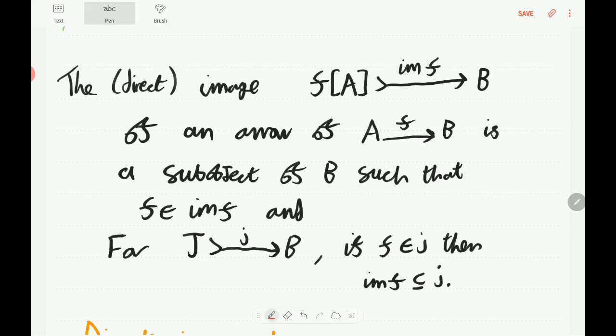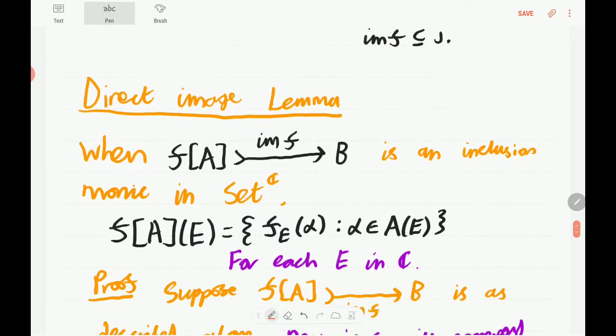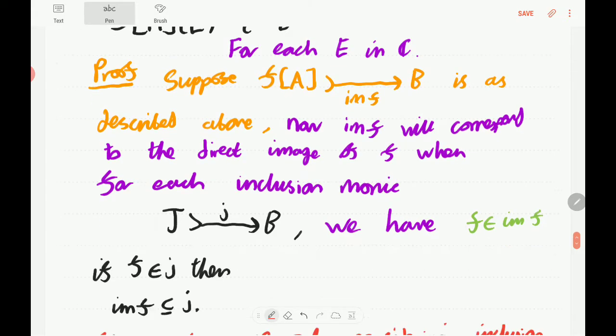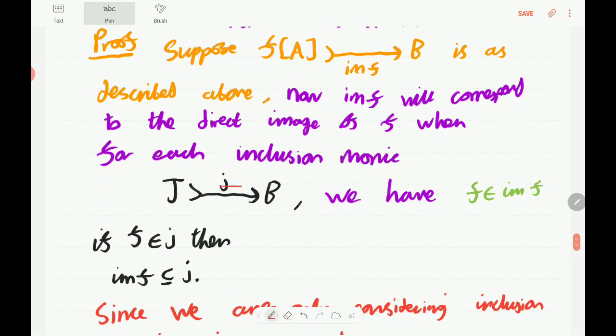But actually, we know that for any class of equivalent subobjects of B, there's always one inclusion monic that's representative of that. So it'll suffice to check that our Im f satisfies this property for every inclusion monic J into B. So we can just consider this condition applied to the inclusion monics. So let's consider such an inclusion monic J into B.